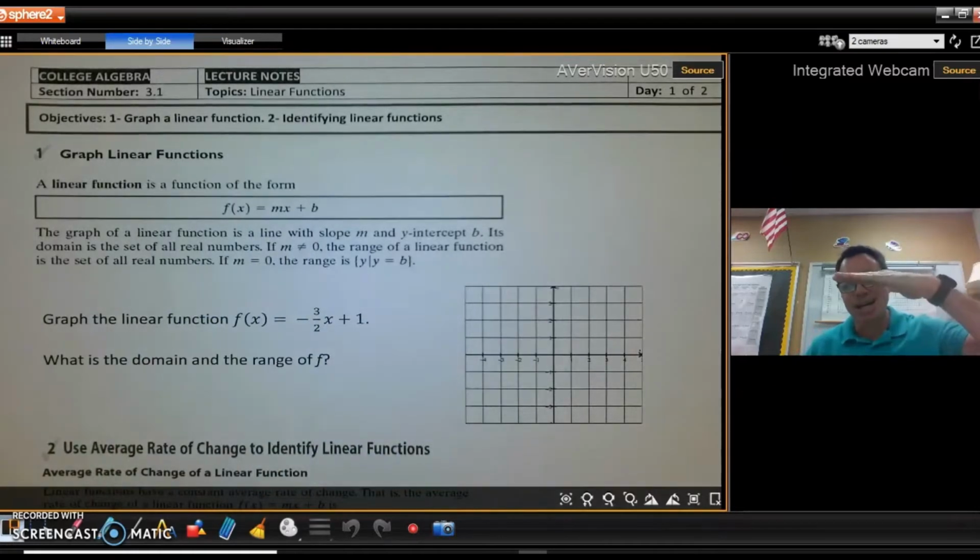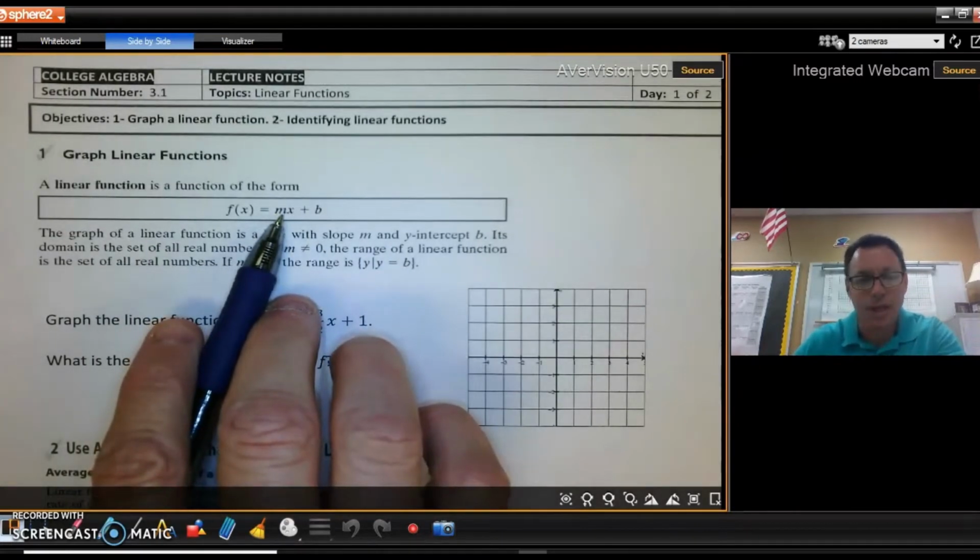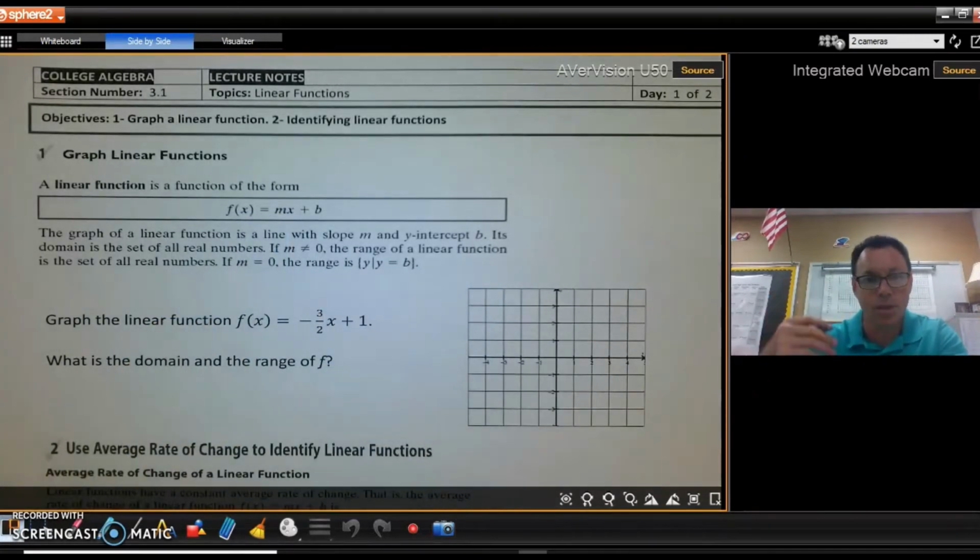So if you have a constant, which would technically still be a line, then that's going to have a different range. So if you have y equals 2, then that's just going to have a range of 2. But normally, if we have some kind of slope, no matter what it is, positive, negative, whole number, fraction, whatever, then your range is going to be all real numbers.